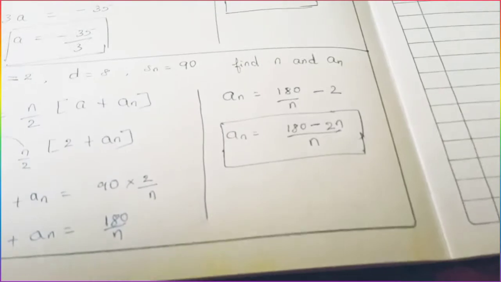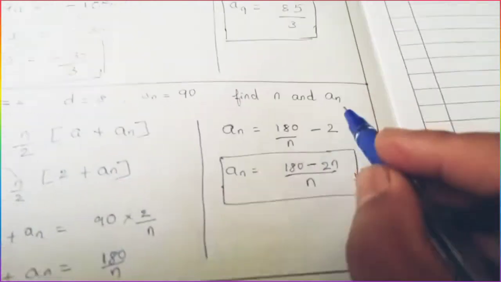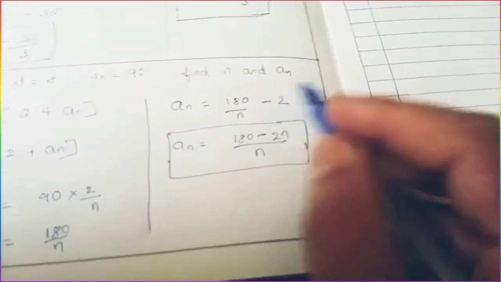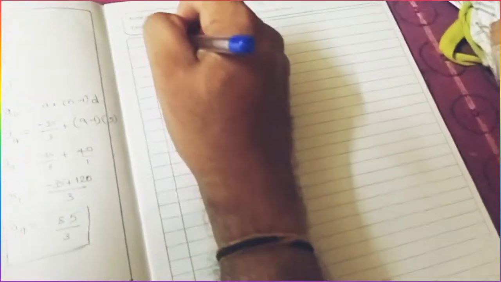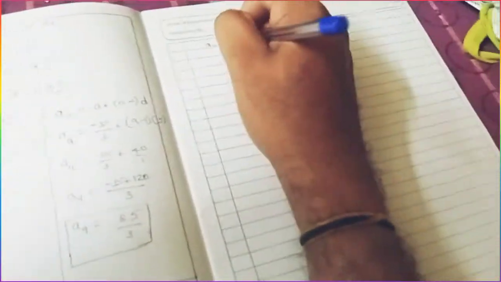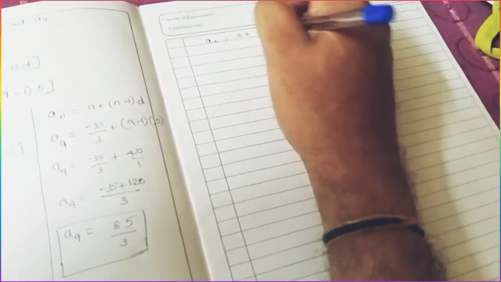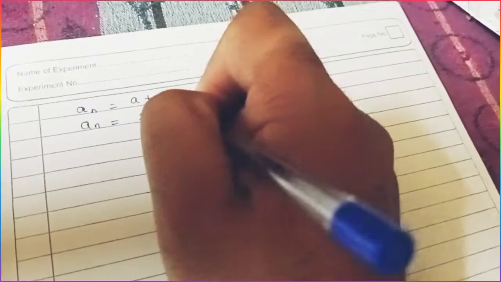Now, since they have asked us to find out an also, we will use the formula of an. What is that formula? That is an equals a plus of n minus 1 into d. An we don't know, we will write as it is. A means 2 plus n minus 1 as it is. D means we know that it is 8.